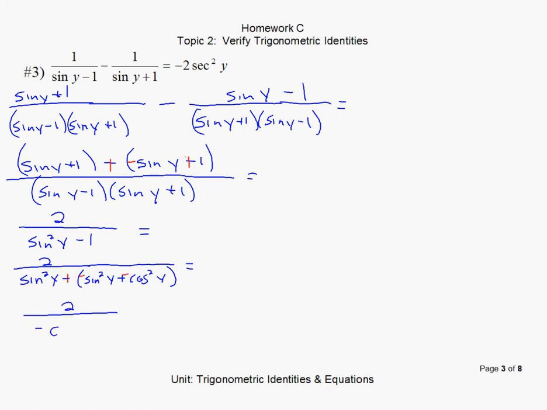if you get rid of this subtract to make it plus, distribute the negative, you have sine squared of y minus sine squared of y. That cancels. And you have negative cosine squared of y. Now we're cooking. Cosine squared of y, its reciprocal is secant. Now it's the same thing that the right side is. Done.